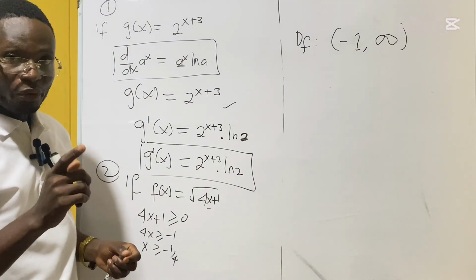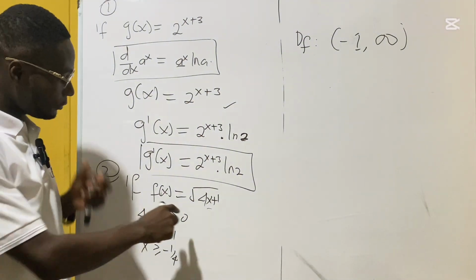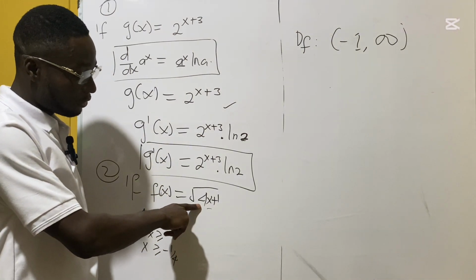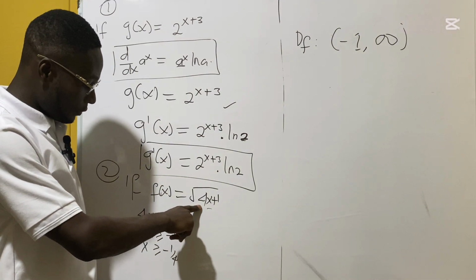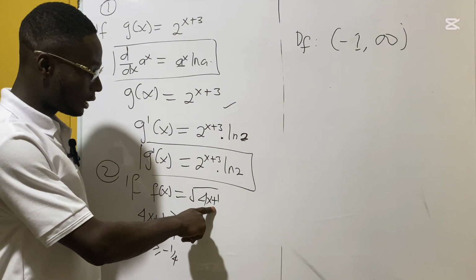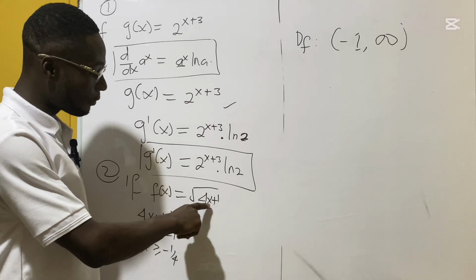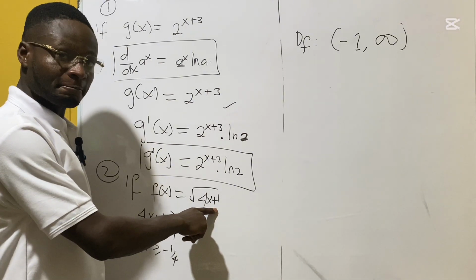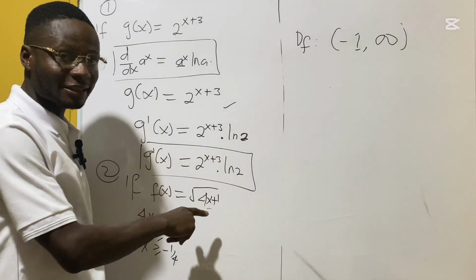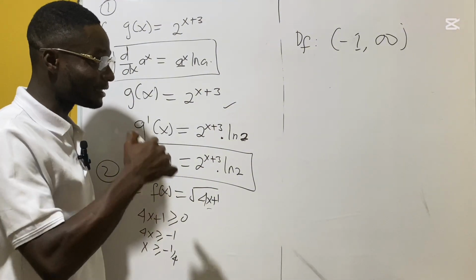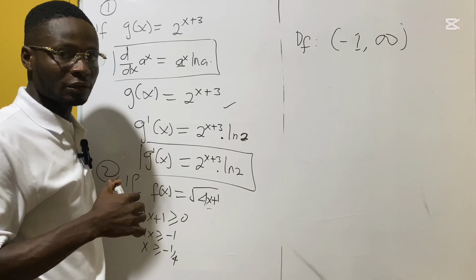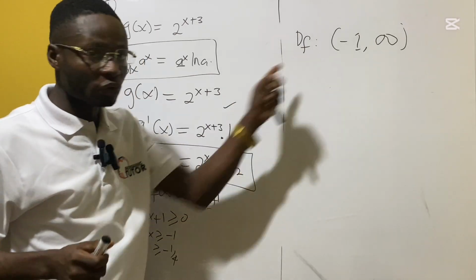The reason why we chose this boundary is that when you put negative 1 here, you're going to have minus 4 plus 1, which is minus 3. And the root of minus 3 is complex, so we don't accept the minus 1. All right, so that is the domain of this particular function.